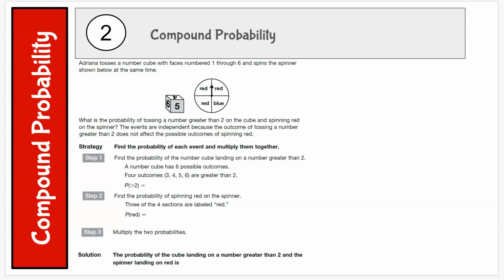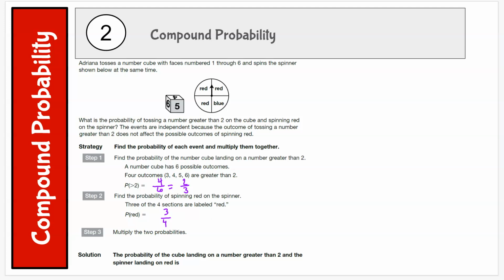So for the cube, we want to find the probability of all the numbers greater than 2. Remember, 6 faces, and the outcomes that are greater than 2, not equal to, are 3, 4, 5, and 6. So there are 4 out of 6, which simplifies to 2 over 3 for the cube. And for the spinner, there are 3 red selections out of 4 possible, which does not simplify.